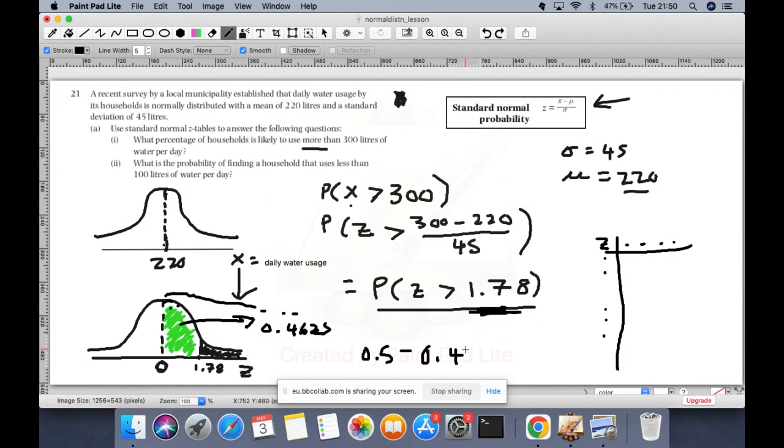0.46. I should have typed this, but it's okay. You get the point. And if you subtract this value, you get a value of about 3.75%. Right? I'll write it down. 3.75%. You'll notice if you look at the answer in your textbook, it's about 3.772 or something.